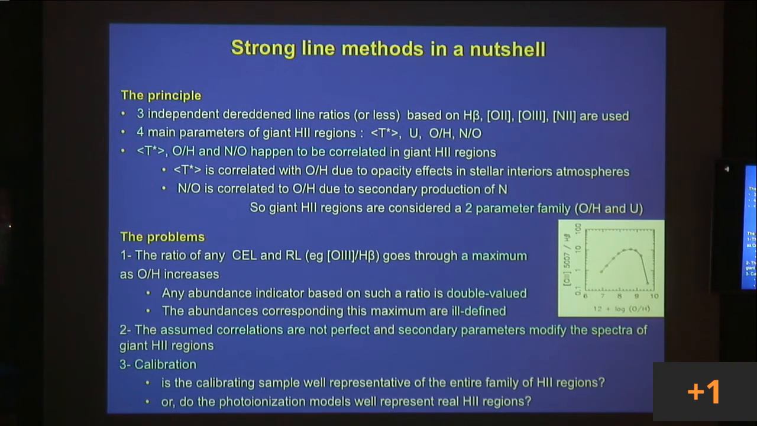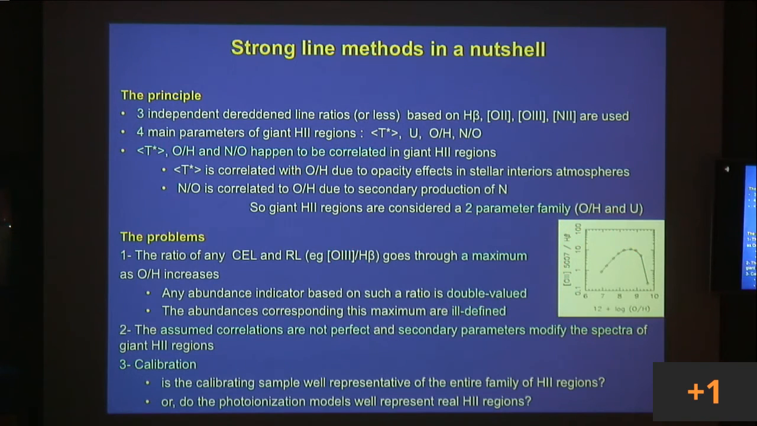What are the problems? One of the problems is that the ratio of, for example, O3 to H beta goes through a maximum as the oxygen abundance increases. At high oxygen abundances, the infrared lines are very important for the cooling, and so even if the oxygen abundance is high, the O3 optical line to H beta is low. So any abundances based on an indicator using this kind of ratio will be 2-valued. And if the abundance is in this region, then it is very ill-defined.